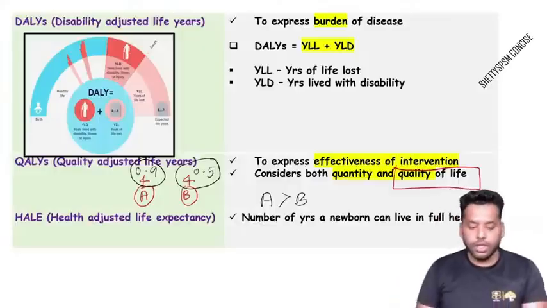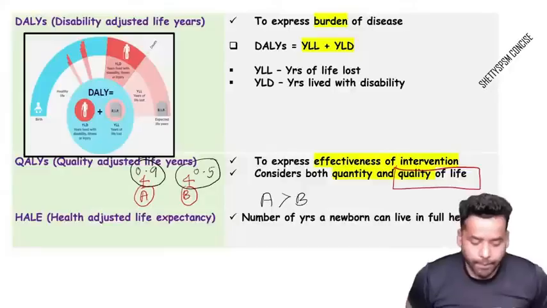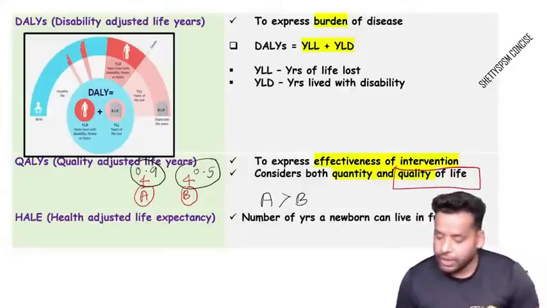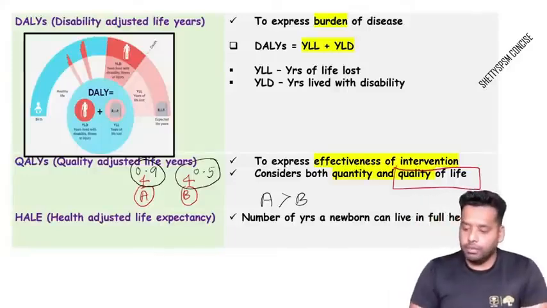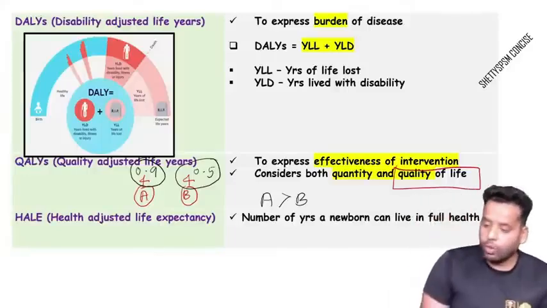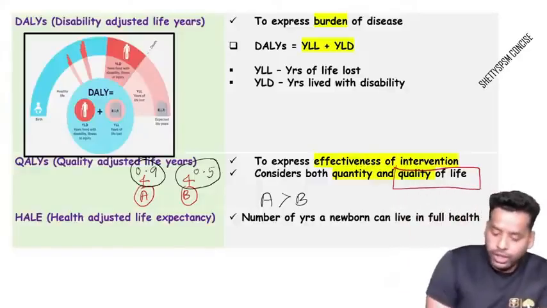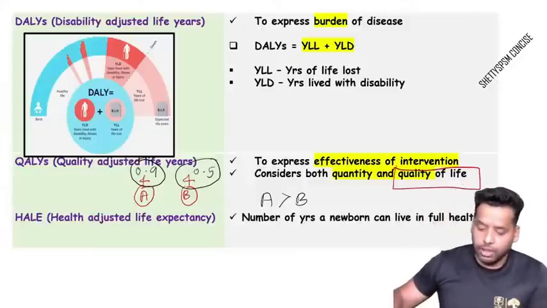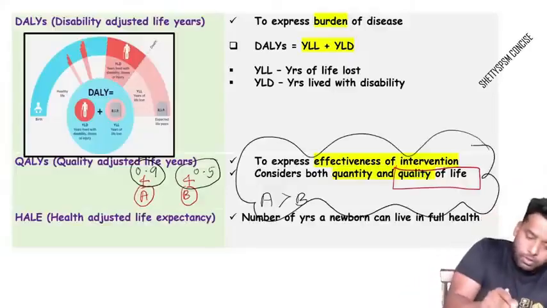Answer my next question. 4 into 0.9 is 3.6, 4 into 0.5 is 2. So which is a better intervention? A is better than B. Yes, very good. When you calculate QALYs, it considers both quantity and quality of life given by that intervention. Tell me yes or no.